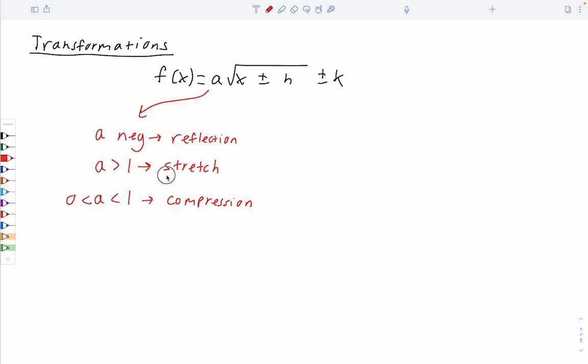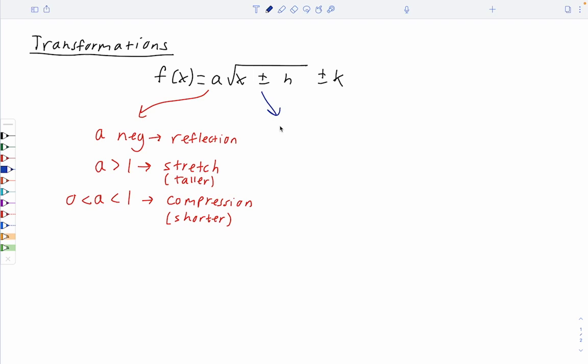Now, a stretch, visually, will just kind of make it taller, if you will, right? A compression will kind of make it shorter. So if you want a word that describes the visual, that would be a fine way to describe it. Okay, so again, these rules should not be new. We've seen these rules before.